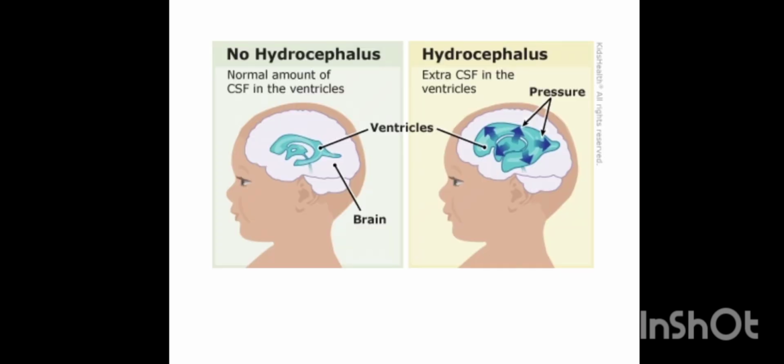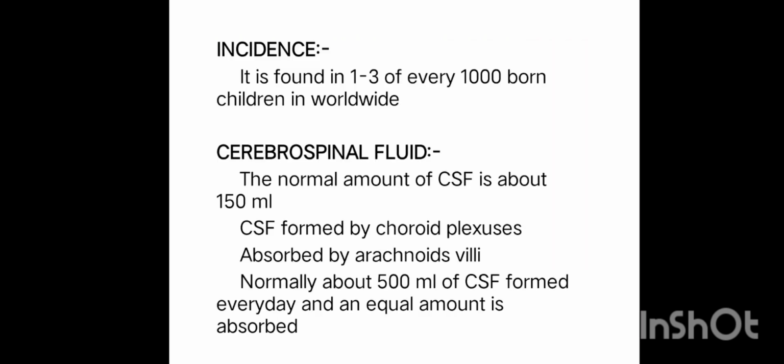Next we are going to see the difference between non-hydrocephalus and hydrocephalus. You can see on your left side the normal amount of CSF in the ventricles, whereas on the right there is excessive cerebrospinal fluid in the ventricles of the brain. That accumulation causes an increase in pressure. Here the pressure we are talking about is intracranial pressure. The incidence is 1 to 3 of every 1,000 born children worldwide.